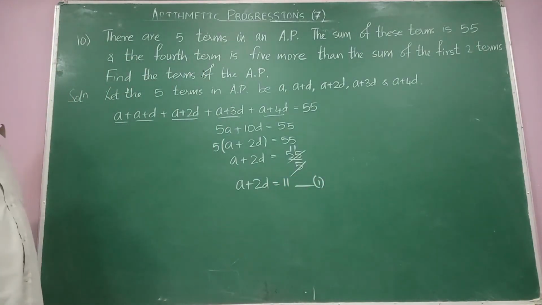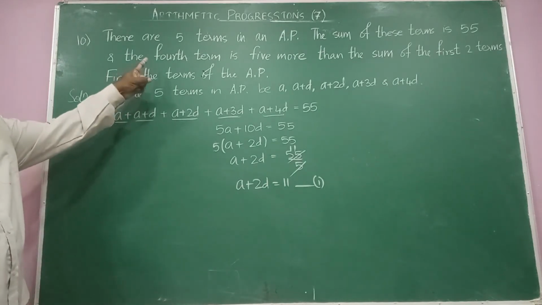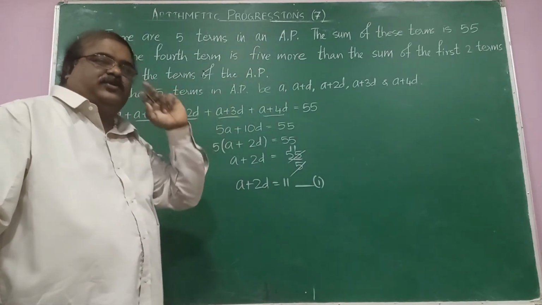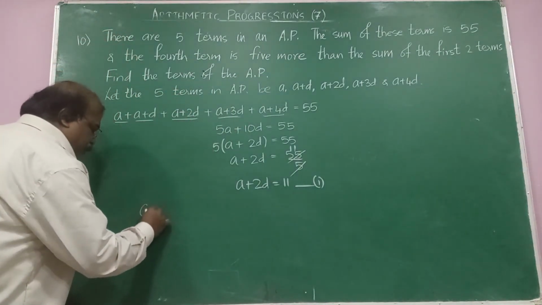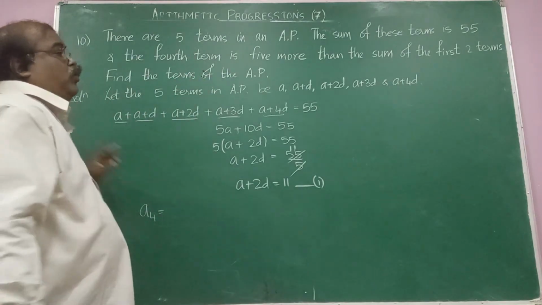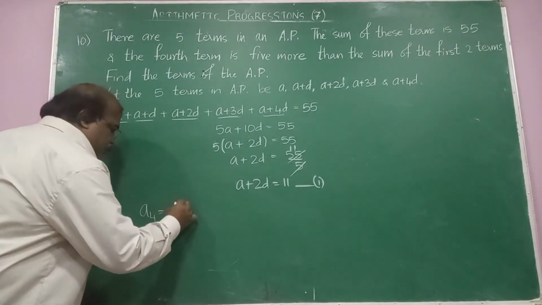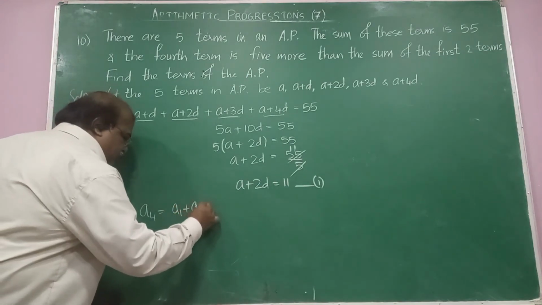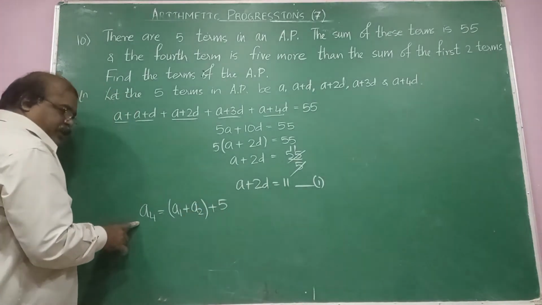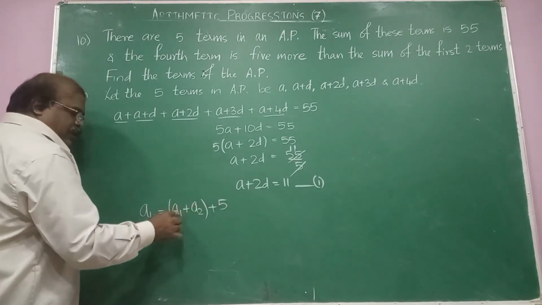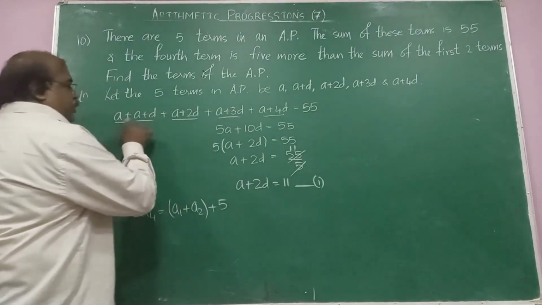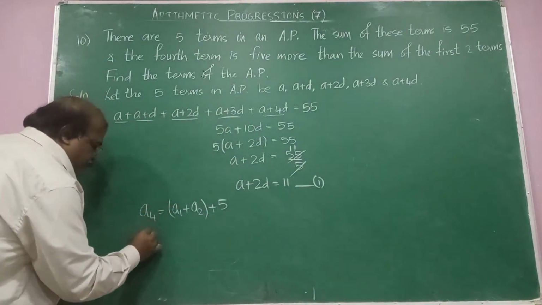Let's go to the second condition. The fourth term is 5 more than the sum of the first two terms. This is your second condition. What is the fourth term? First term, second term, third term, fourth term.